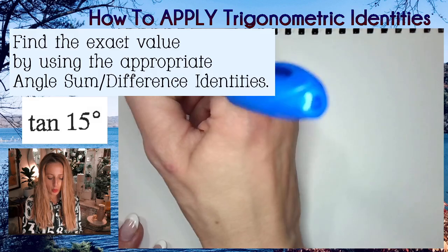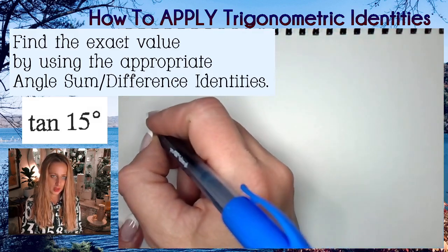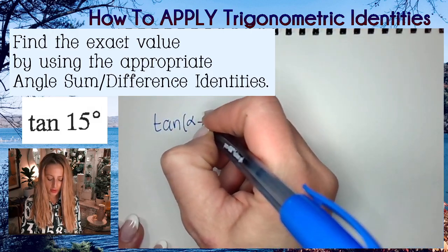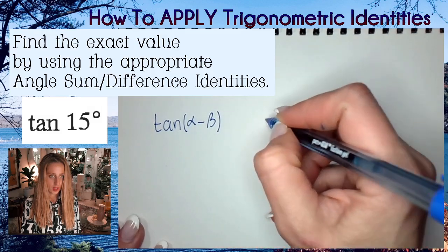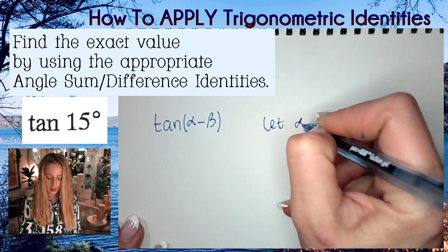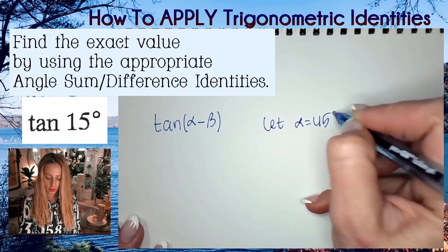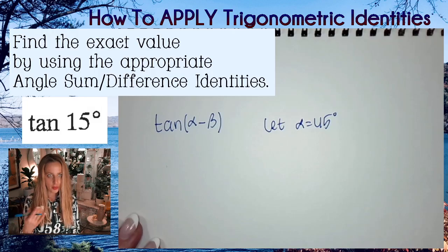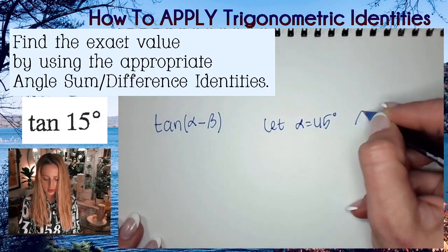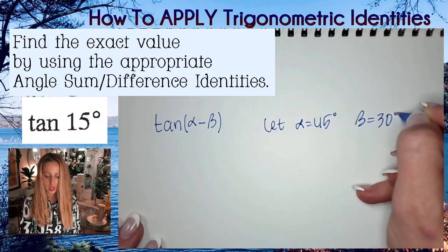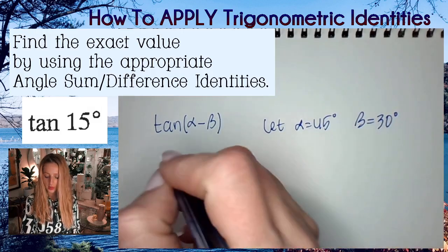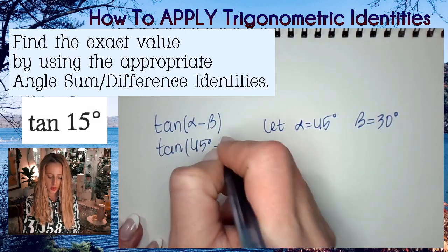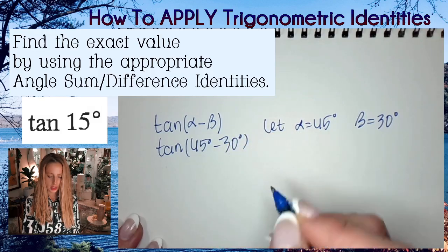So I'm going to use tan of alpha, in this case minus beta. I'm going to let alpha equal 45 degrees, and then I ask myself, all right, 45 minus what is 15 degrees? And the answer is that beta should be 30. So that means we have tan of 45 minus 30.